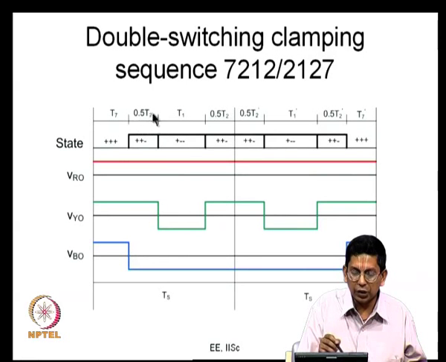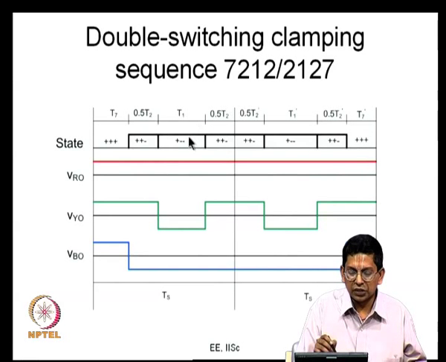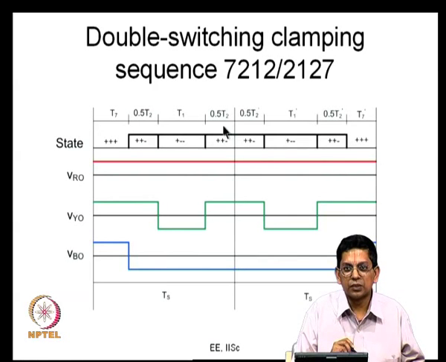So, from 0.5 T2 what do you do? You go to active vector 1 and apply it for T1 seconds. Then from there what do you do? You go and apply active vector 2 for 0.5 T2. This is what you do.